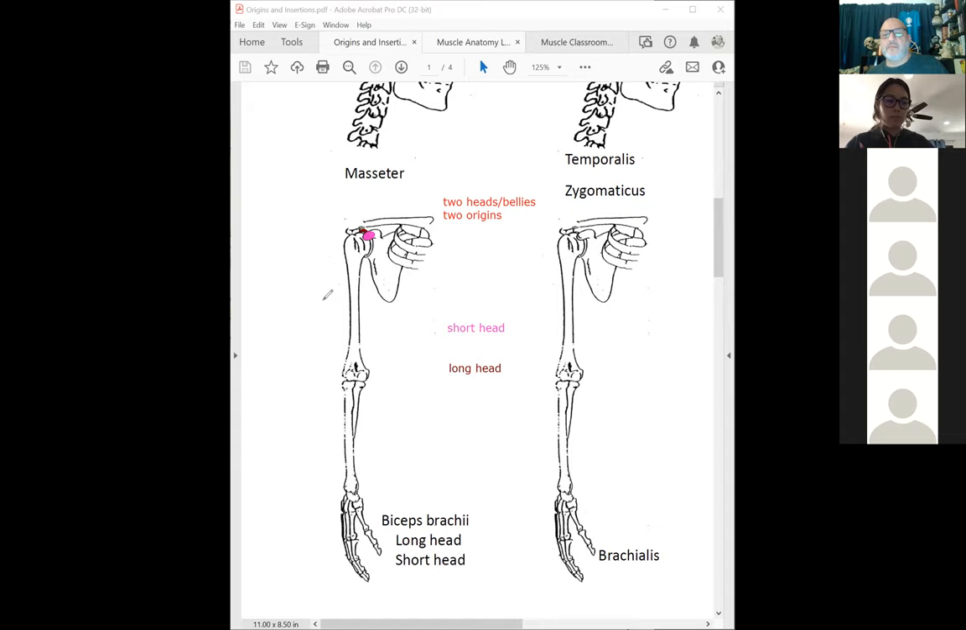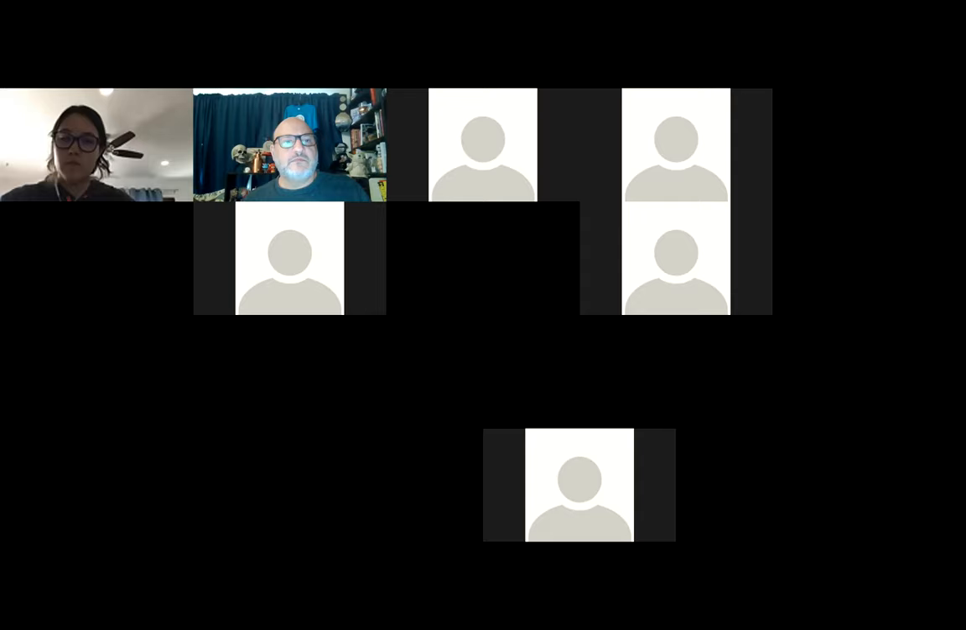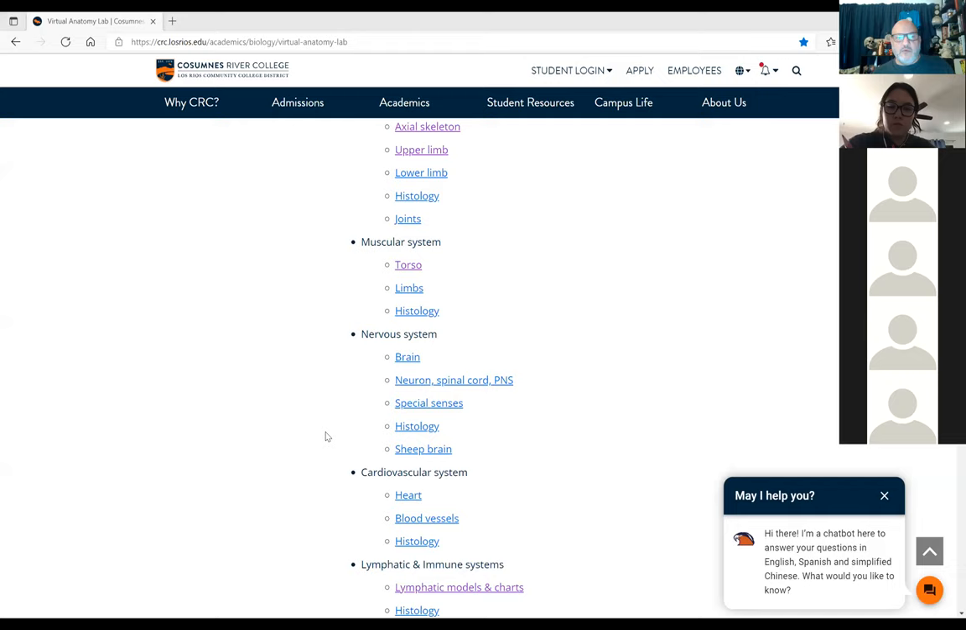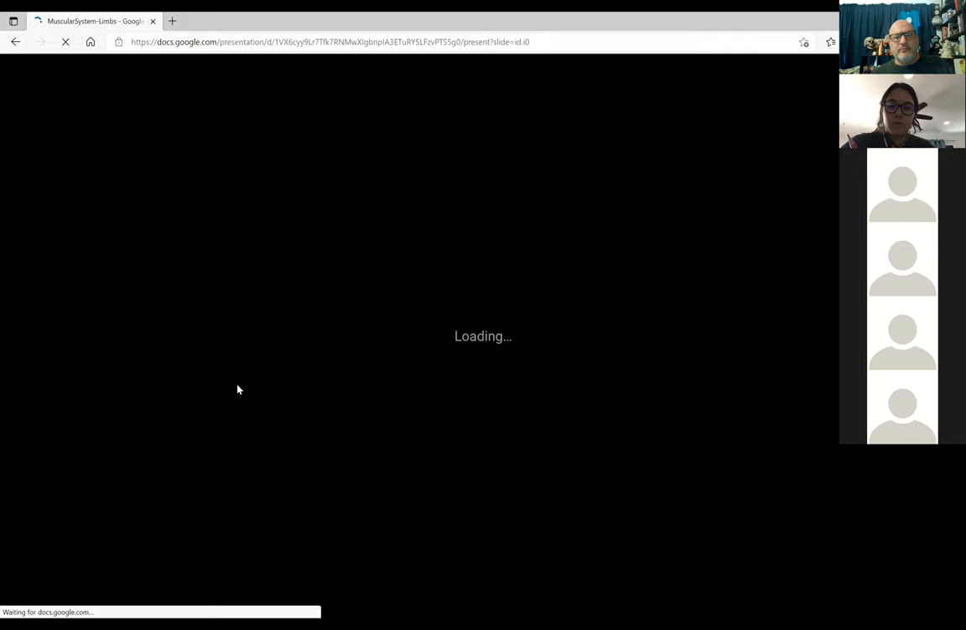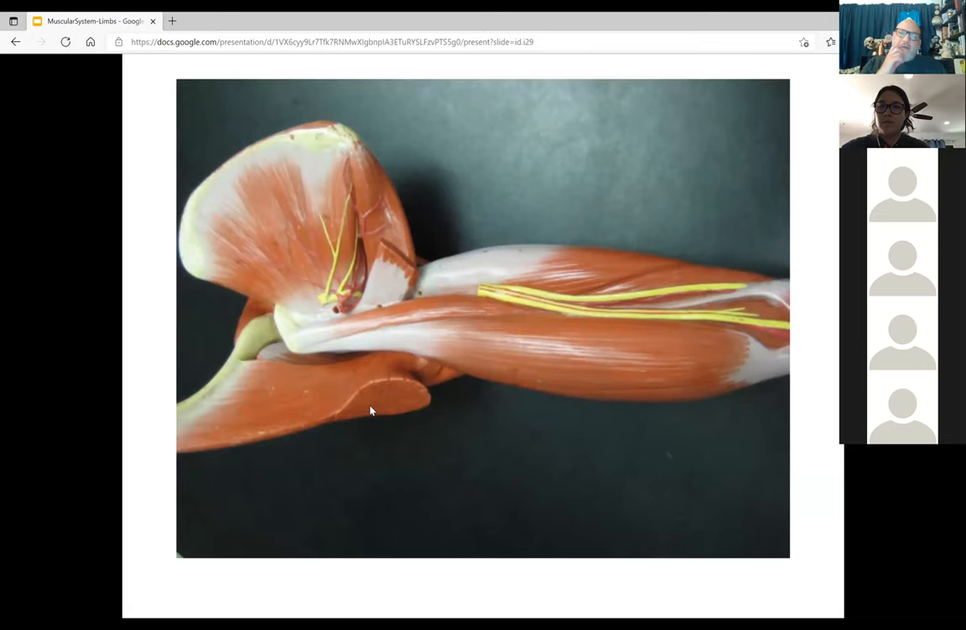This one can be a little tricky when you look at it in a model. So let's go ahead. I'm going to lose this as soon as I do that, but it's all right. It's worthwhile. We go to our virtual anatomy lab. We go to the muscular system. We go to the arm. That's not a great view. Oh, these are crummy pictures. All right.